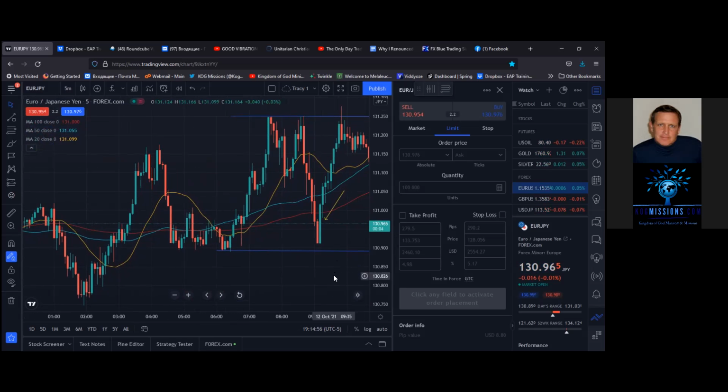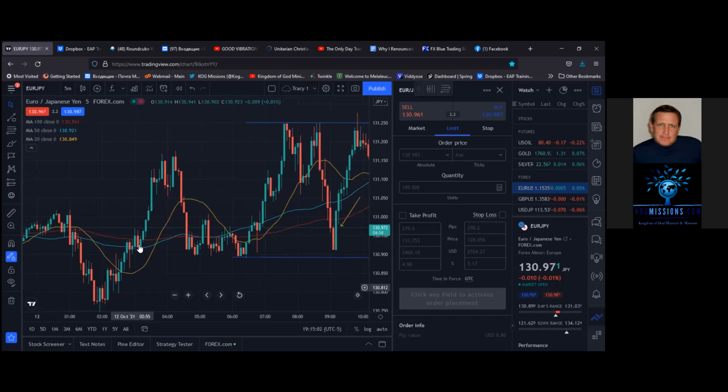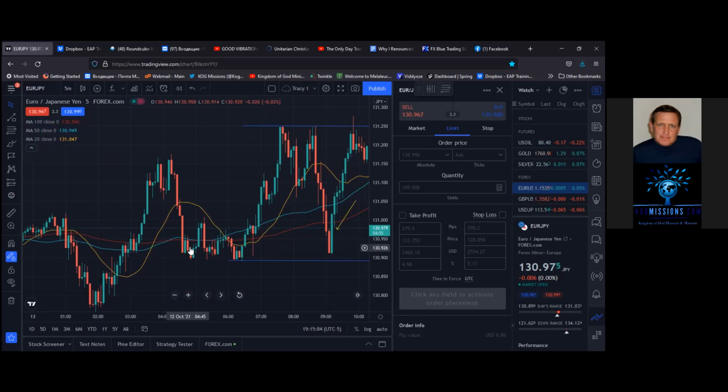Now, there's an interesting structure right there. The best place to, move to your right. See that big engulfing bar off the bottom? That would have been very interesting.